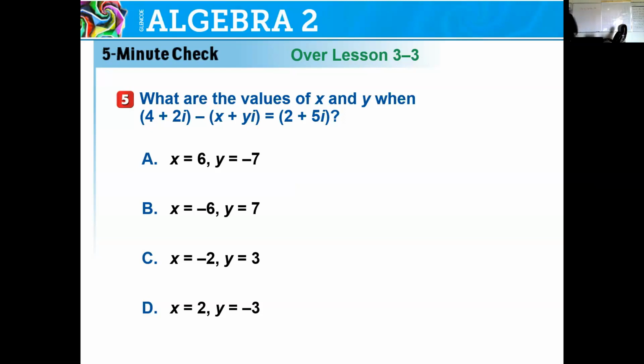So in this case, what we want to do is take our real portions and set them equal to each other. So 4 minus x is equal to 2. Okay, so what value can we put in for x that would simplify this? Well, that would be x is equal to 2. Next one, 2i plus yi is equal to 5i. So 2 plus what value would give you 5? y has to be equal to 3.